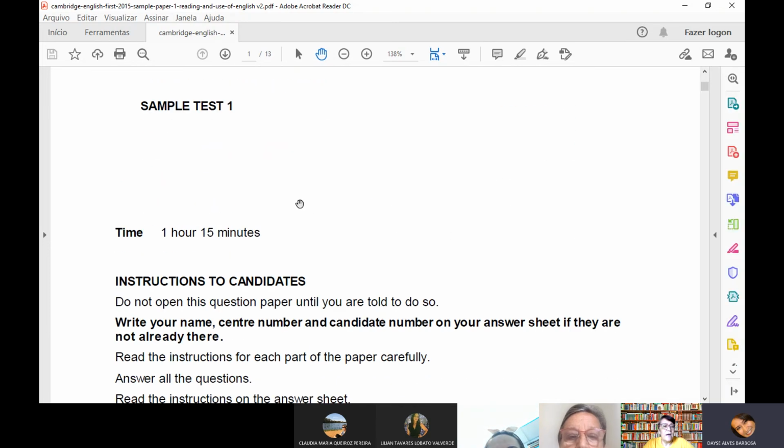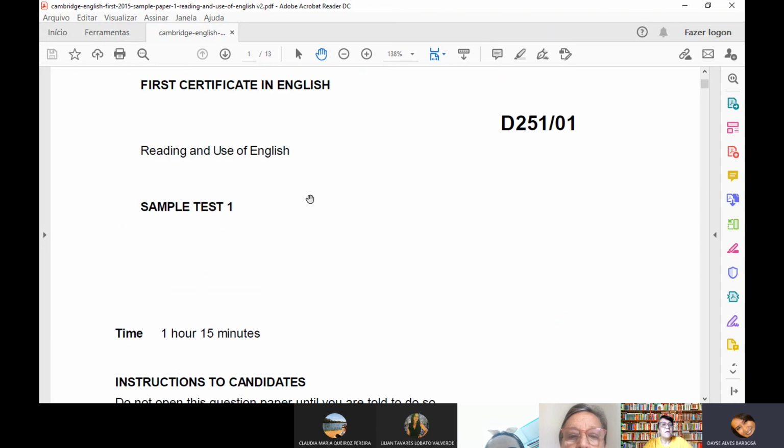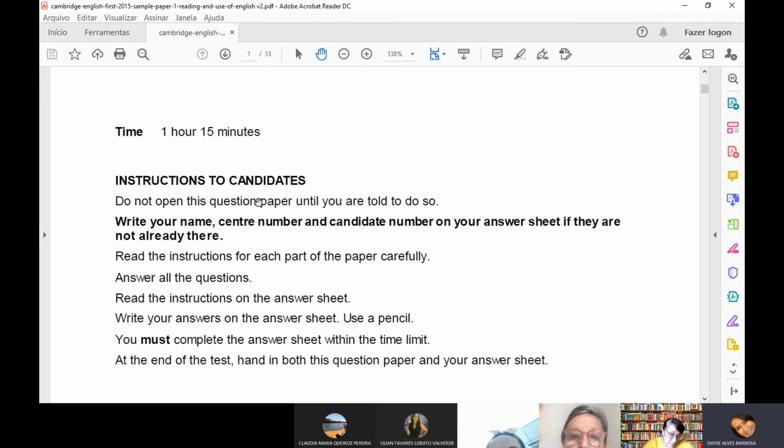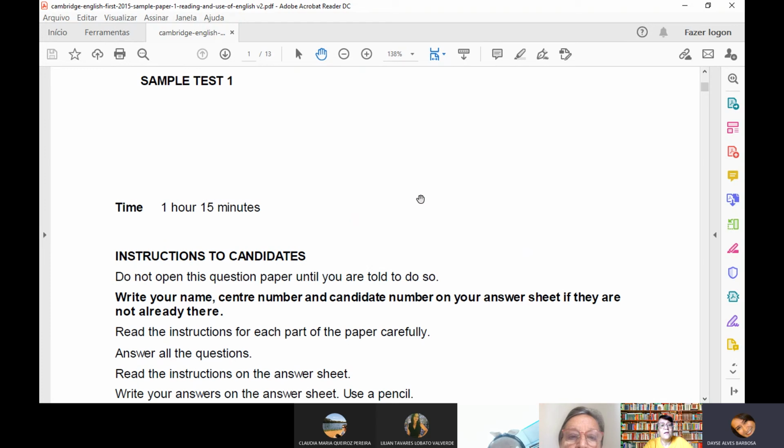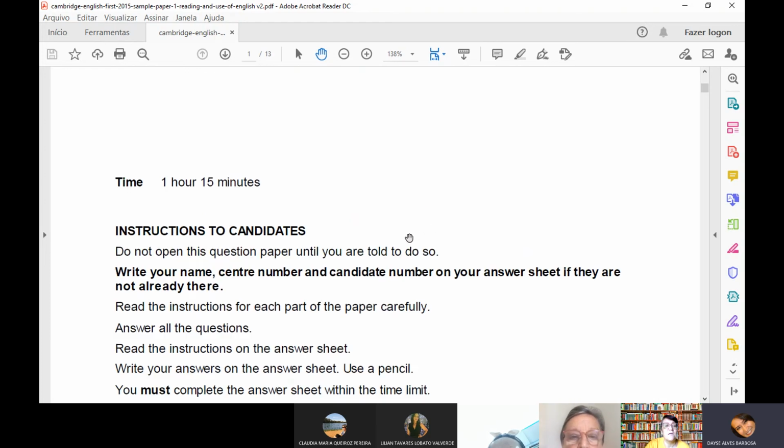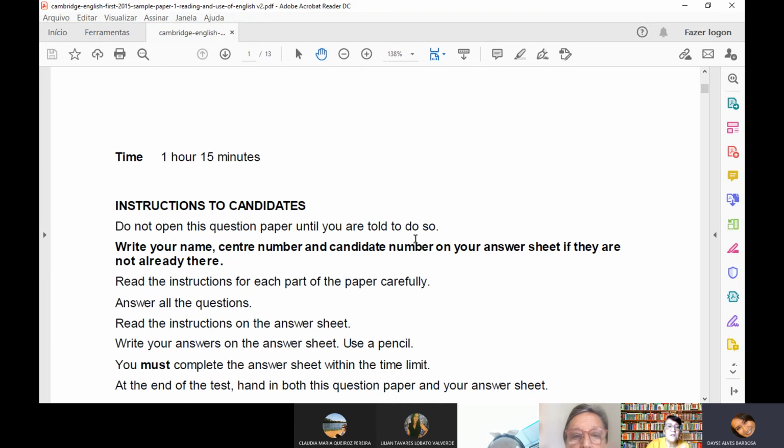So you will always have this information at the beginning, on the cover of the exam. So this is what the paper shows. You receive it when the examiner says you can open your test paper now. First you have to read the instructions, right? And then the candidates will only be allowed to start the test after the examiner, the assessor, allows that.